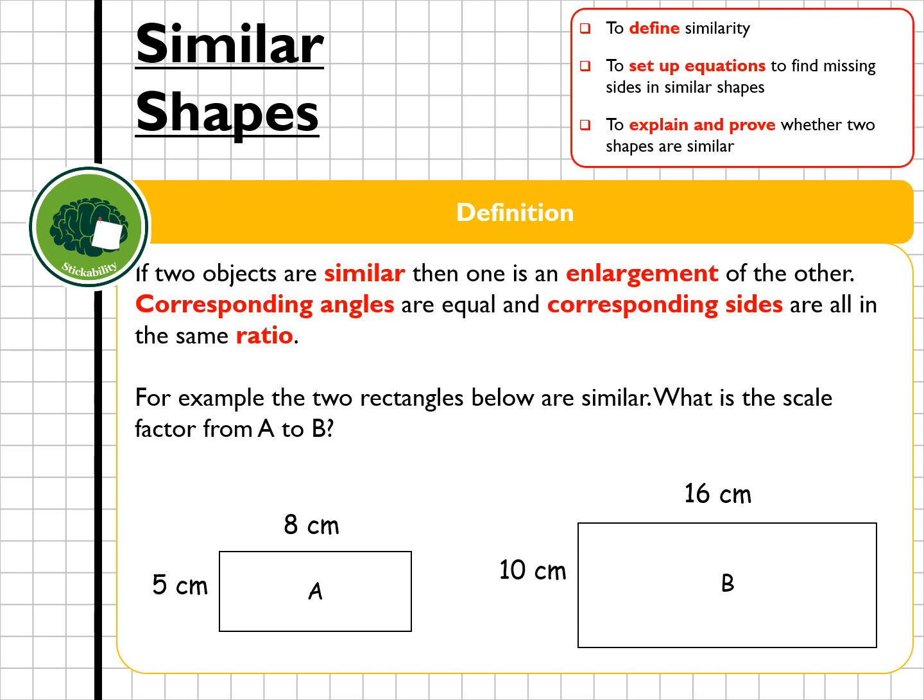Both of those work in a scale factor of 2, so to get from A to B, my scale factor is 2. Obviously, be really careful, because if I'd asked what the scale factor is from B to A, my scale factor obviously is not 2 in that case, it would be a half.